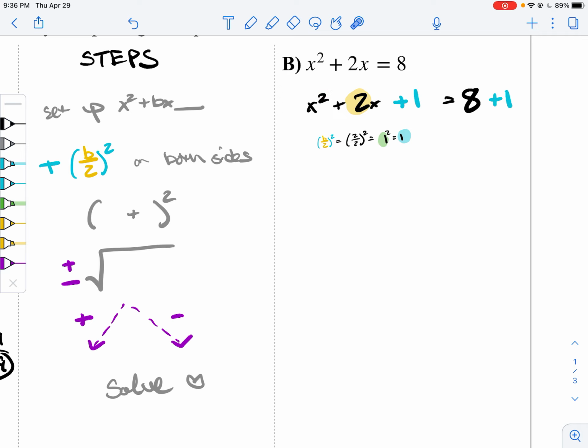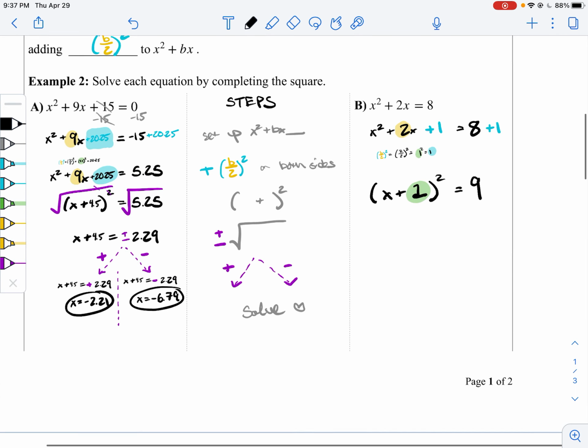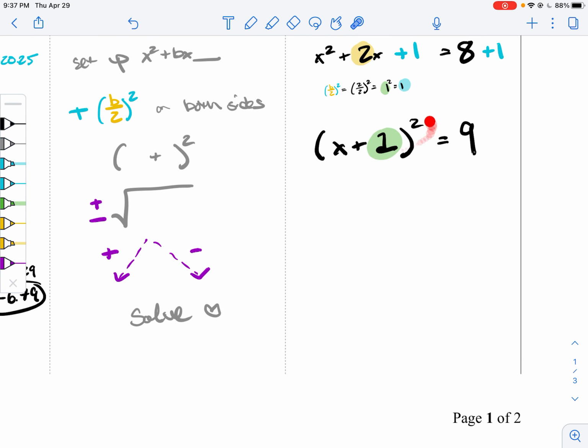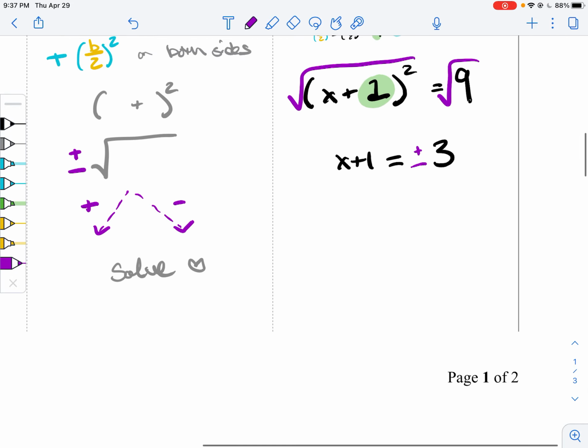We can write this as a perfect square. How can we do that? Well, that's going to be equal to x plus something squared, and that something is 1. Okay, x plus 1 squared, cool. 8 plus 1 is 9. Now as we simplify, we take the square root of both sides, giving us x plus 1 equals, hey, square root of 9. Square root of 9 is 3, but guess what? It's plus or minus 3. Yay, we took the plus or minus.